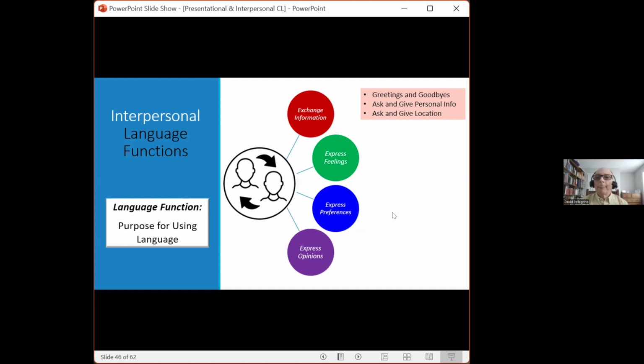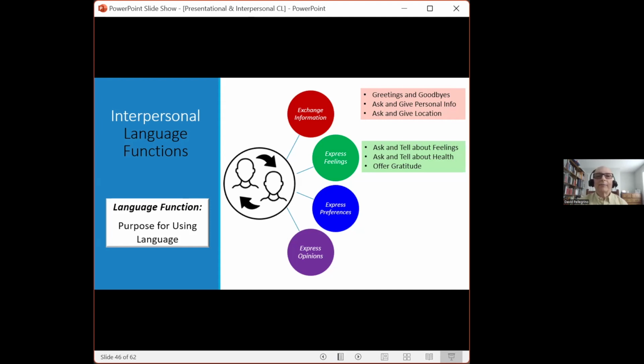Expressing preferences. I skipped one. Hang on a second. Let's go back to exchanging information. Okay, let's start at the top. Exchanging information, like greetings and goodbyes, asking and giving personal information, or asking and giving locations.